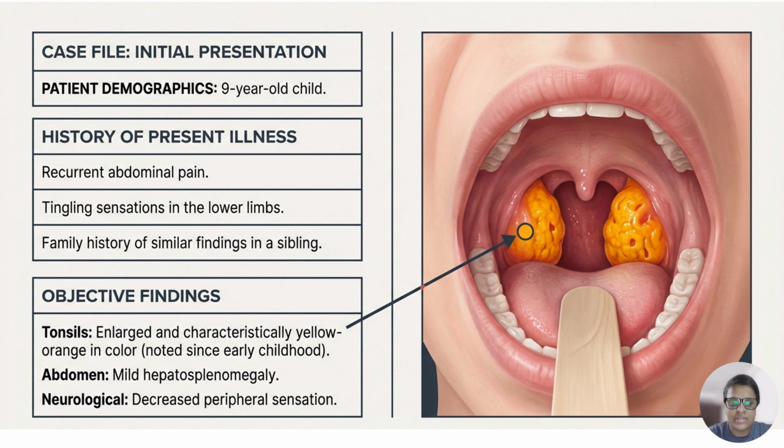Yellow-orange colored tonsils. This is a very characteristic feature of this disease. And on abdominal examination, there was mild hepatosplenomegaly. Neurological examination showed decreased peripheral sensations.